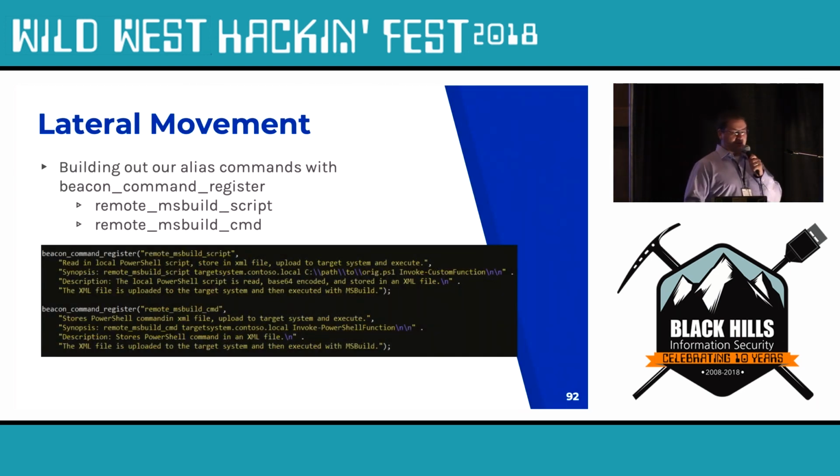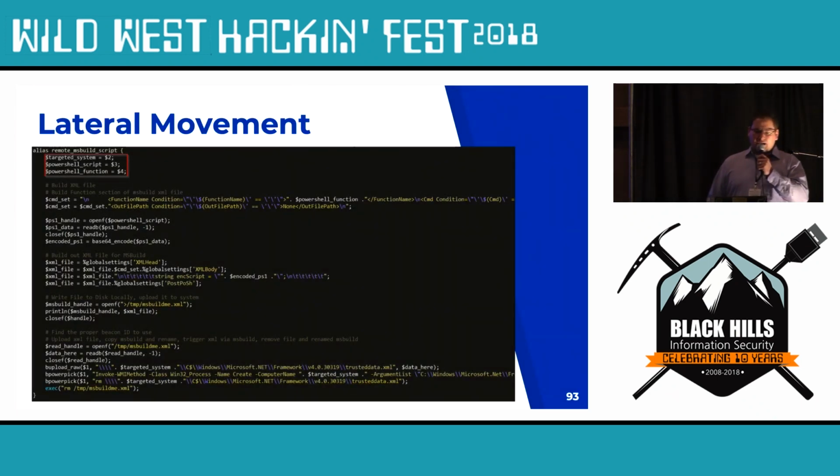The next step is to build out our command. We need to use alias to essentially register our commands, and then use the beacon command register as well to have it show up. So if you run help within beacon, the beacon command register will be what shows up and has a description. And this is how you can add your own custom command.